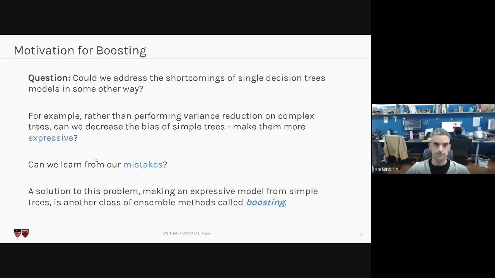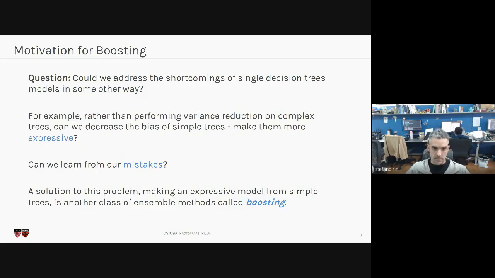Just something fun. Okay, so now we get to boosting. The question is, can we address the shortcomings of a single weak decision tree in some other way? For example, rather than performing variance reduction on a complex tree, can we decrease the bias of a single tree so that we can make the tree more expressive? And this comes to the following question: can we learn from our mistakes?